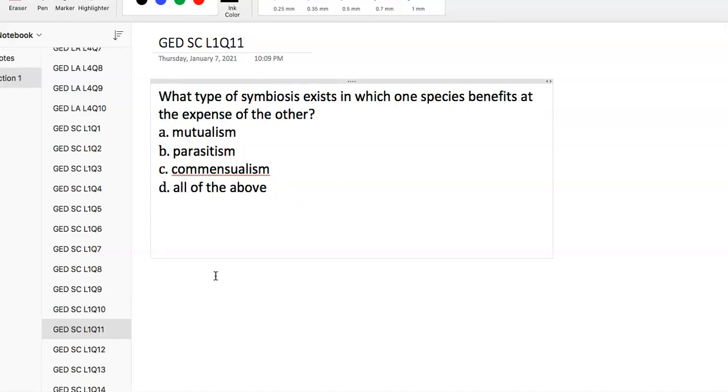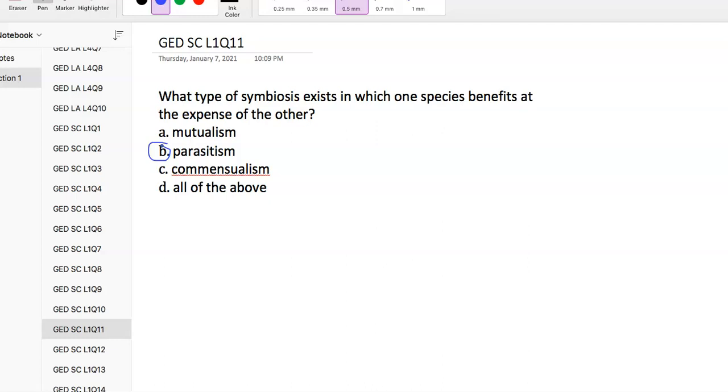Okay, we're halfway there, guys. What type of symbiosis exists in which one species benefits at the expense of the other? We want answer B, so let's go over this a little bit. So they ask about symbiosis, and that could throw us off right from the beginning, right?